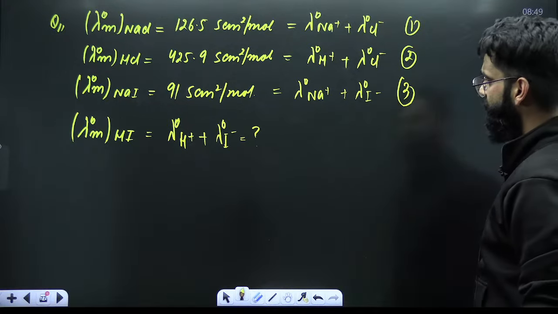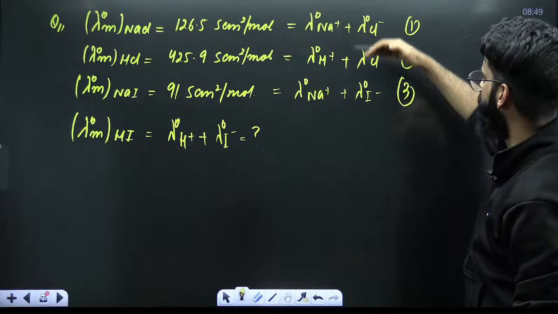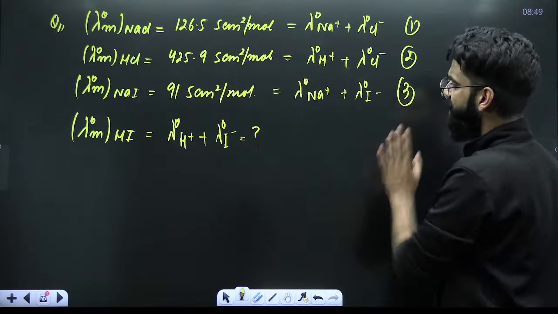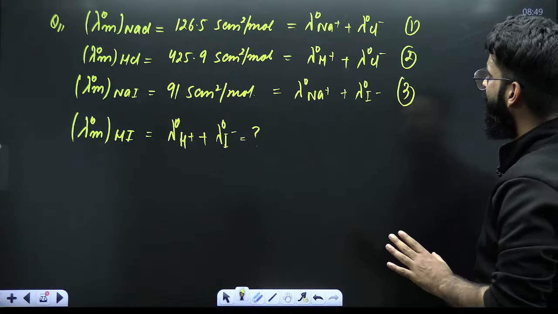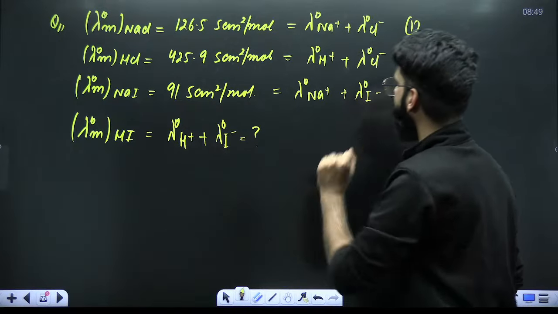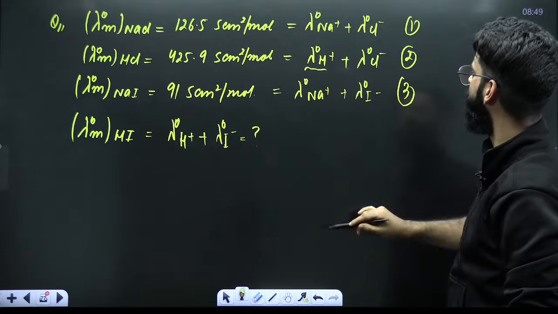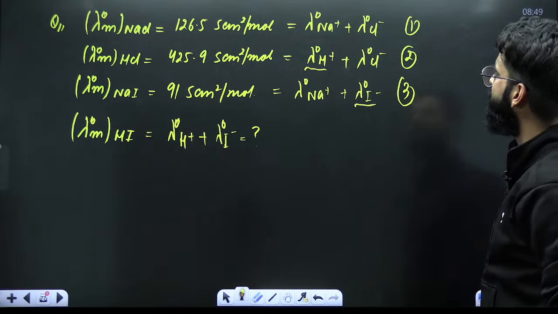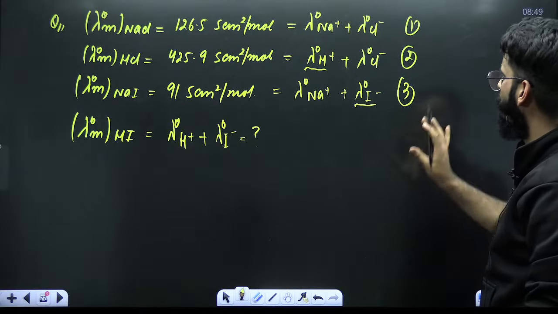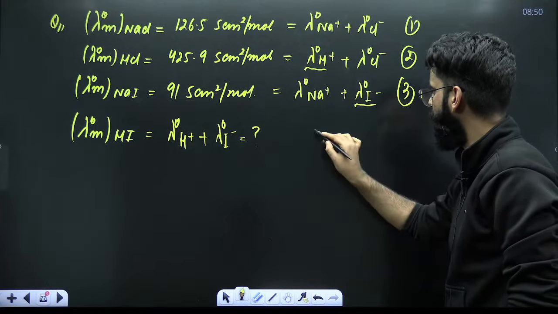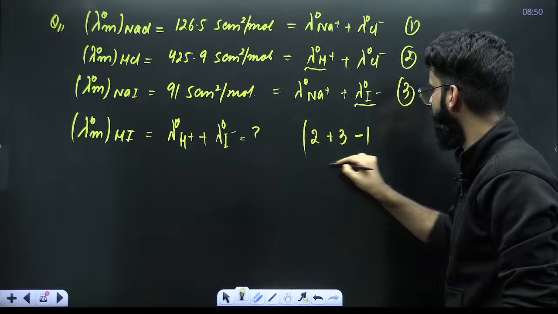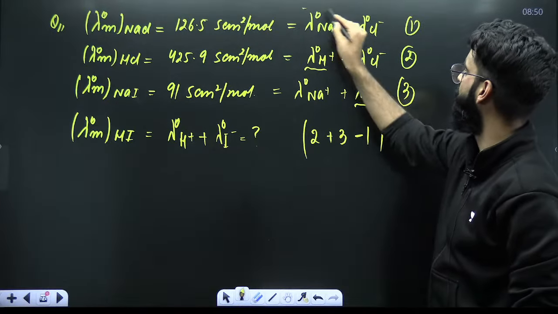From these equations, in total there are 1, 2, 3, 4, 5, 6 terms. Out of these 6 terms, I should get only lambda naught H positive plus I negative. So there should be only H positive and I negative. Rest all the things should be cancelled out. So what should I do? I'll do equation 2 plus equation 3 minus equation 1. Let's see what I'll be getting. I'm subtracting equation number 1.